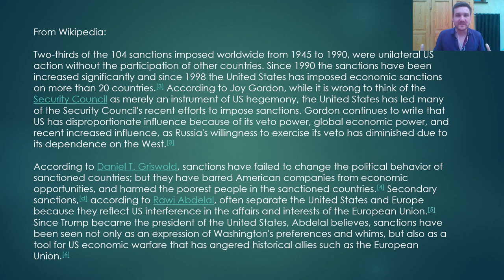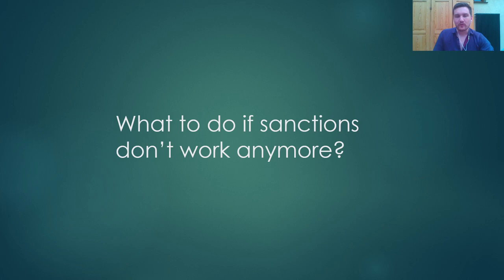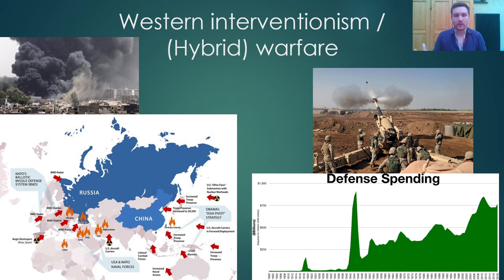So what do you do if sanctions don't work anymore? Well, you get Western interventionism, you get hybrid warfare, you get the Iraq war, you get the war in Libya, you get increasing military spending and so on. You get the encirclement of Russia, the encirclement of China. This is basically the mechanism that the West uses to try to keep its hegemony over the third world.